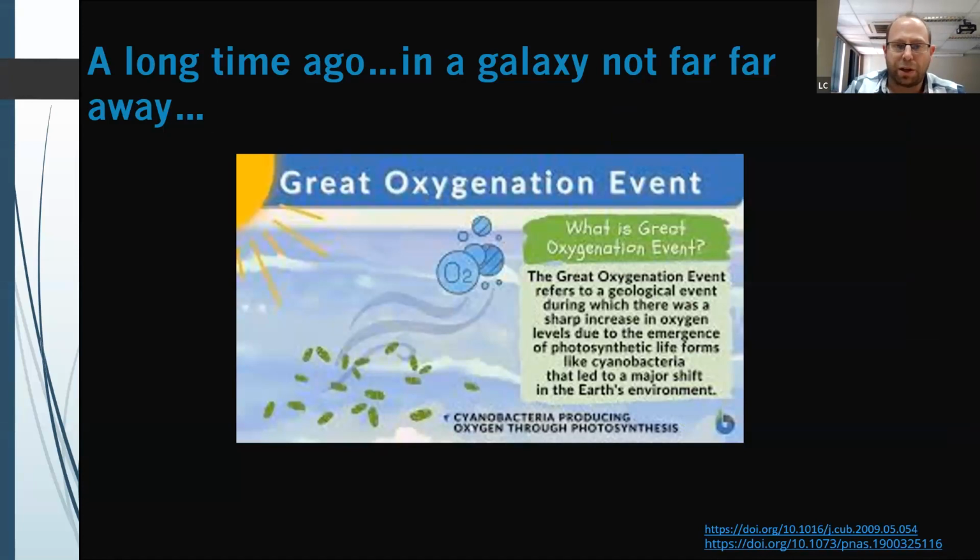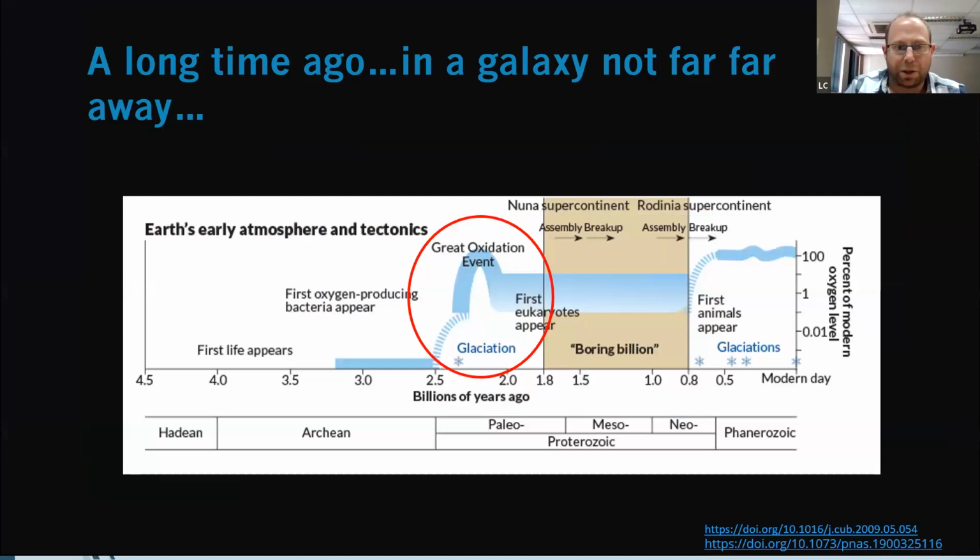Essentially, this was a geological event in which there was a sharp increase in oxygen levels because of the emergence and dominance of these photosynthetic life forms. And that leads to a major shift in the Earth's environment. And this occurs around 2.5 billion years ago. So oxygen levels rise dramatically. This displaces methane and ends an effective greenhouse effect. The Earth cools. Water vapor settles into the oceans, it condenses, and carbon dioxide is dissolved into the ocean.